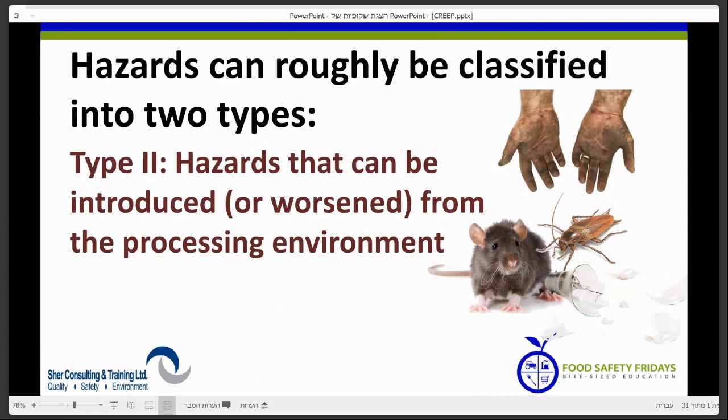We need a more comprehensive approach if we want to ensure the public is getting food that is suitable for being eaten without danger of getting sick. So CREEP, acronym for Comprehensive Risk Evaluation of Environmental Pathogens. And let's talk about type 1 first.